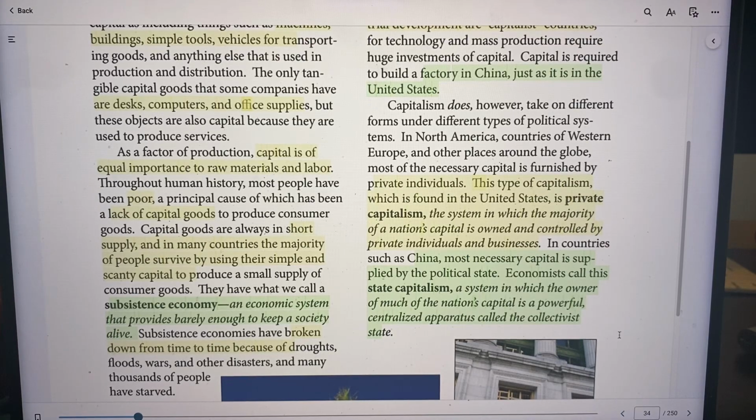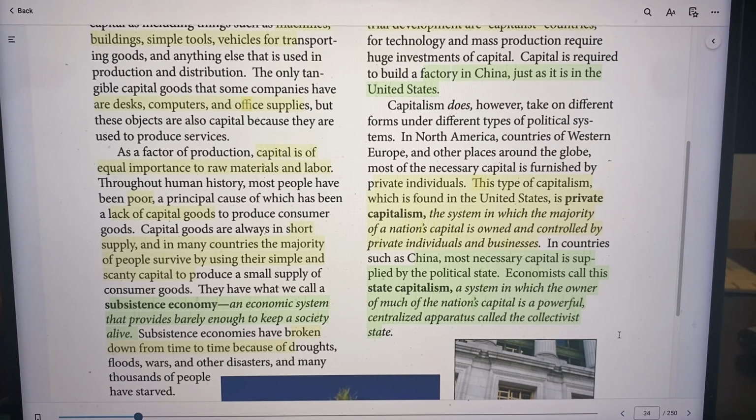But capitalism does, however, take on different forms under different types of political systems. In North America, the countries of Western Europe, and other places around the globe, most of the necessary capital is furnished by private individuals. That's the difference. Capital is furnished by private individuals, not the government. This type of capitalism, found in the United States, is called private capitalism. It is the system in which the majority of a nation's capital is owned and controlled by private individuals and businesses.